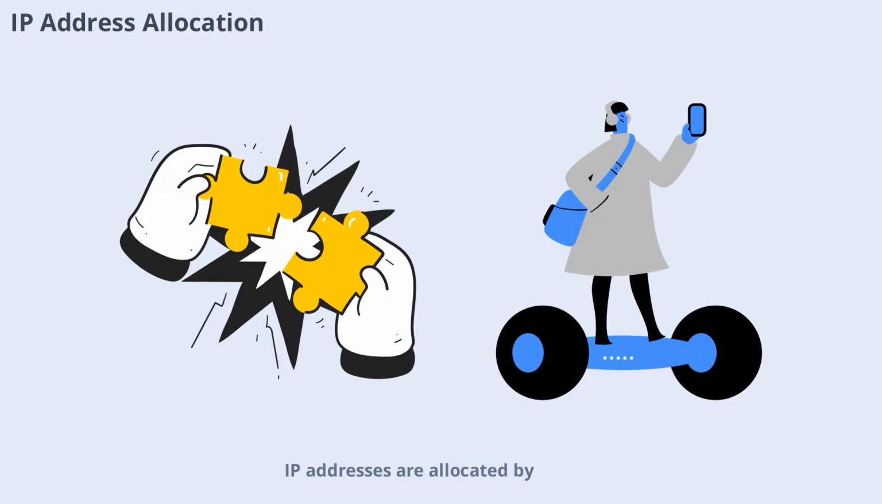IP addresses are allocated by organizations called Internet Service Providers, ISPs. These providers manage address pools and assign them to users as needed. This system ensures that every device can connect to the internet without conflicts.